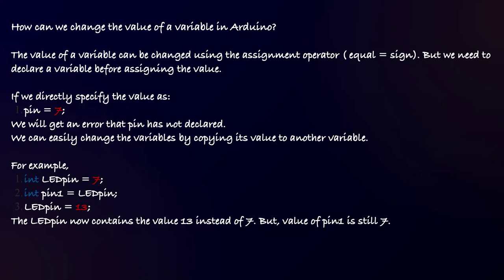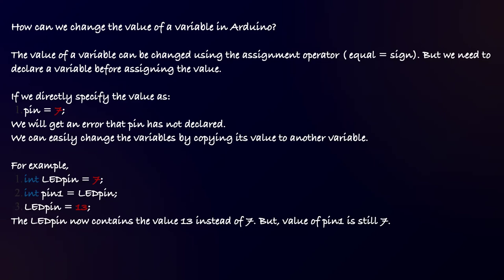For example, you see int LED pin equal to 7, int pin 1 equal to LED pin, and LED pin equal to 13. Now try to understand: what we are doing is jumbling up the variables. Here, LED pin will contain the value 13 instead of 7, but the value of pin 1 is still 7. So if we use pin 1 in our code, we are using the value 7. But if we use LED pin in our code, we are using the value 13. Understood?